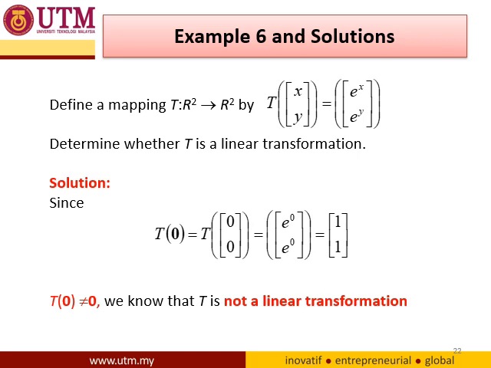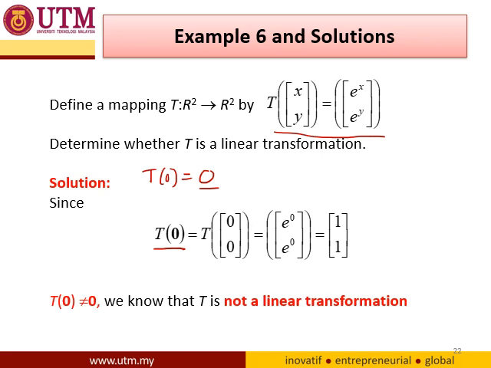Alright, we'll try to see example number 6, which is quite straightforward, where they ask us to determine whether this transformation is a linear transformation or not. So we can use the properties that we know before. Since you want to prove whether this is a linear transformation or not, they just use the first, I think, T(0) equals 0, right? If the transformation of 0, the end result should be 0. It cannot be other than that.